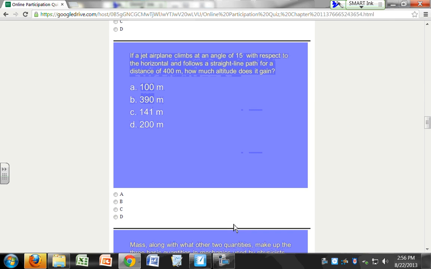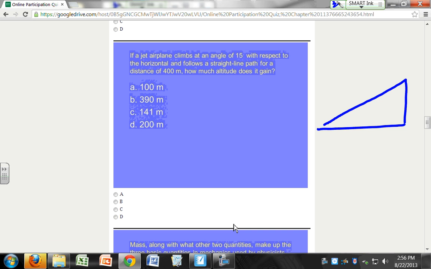A jet airplane climbs at an angle of 15 degrees with respect to the horizontal and follows a straight line path for 400 meters. It says that it travels 400 meters, so that distance is 400 meters, and this is 15 degrees, and I want to know how much altitude it gains. So I want to know what is y.